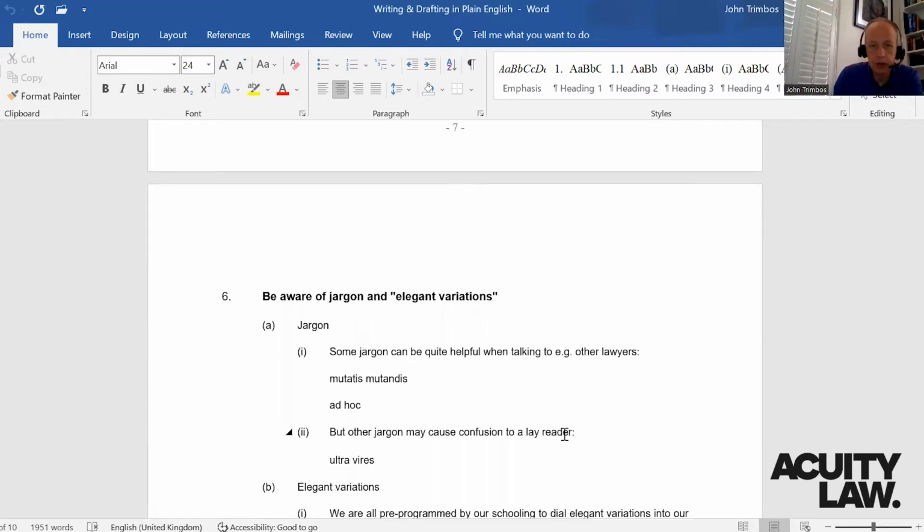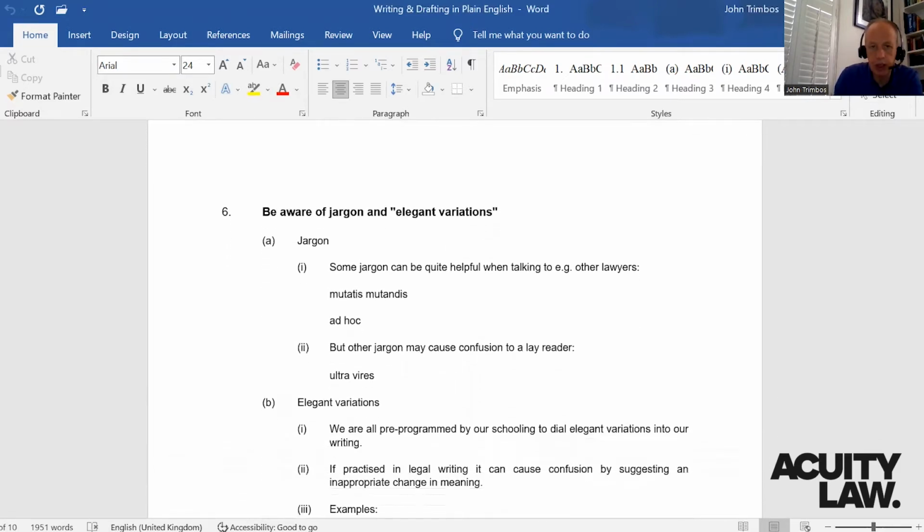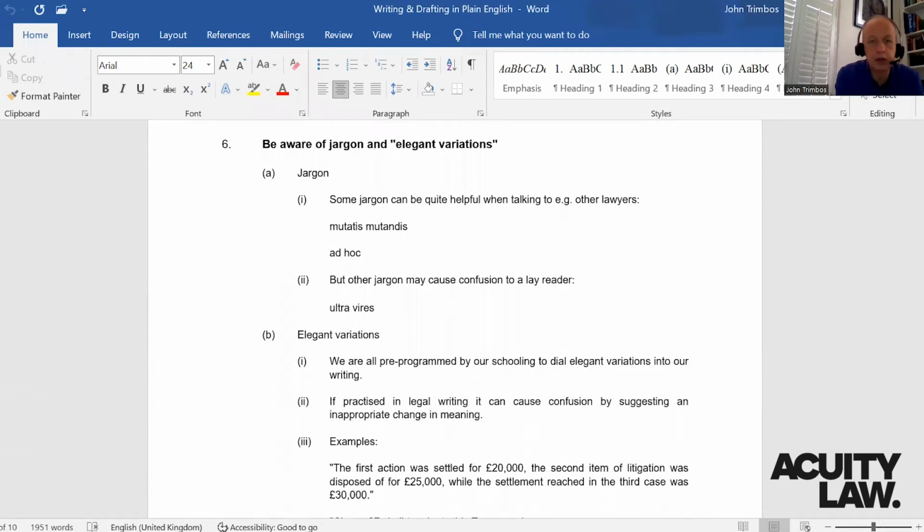Right, moving on, 2 issues on the next page. So what I've said is be aware of jargon and elegant variations of language. I have not said don't use jargon and elegant variations of language.